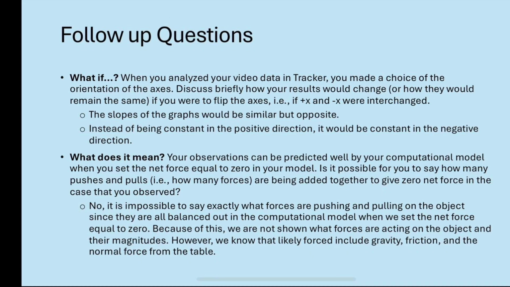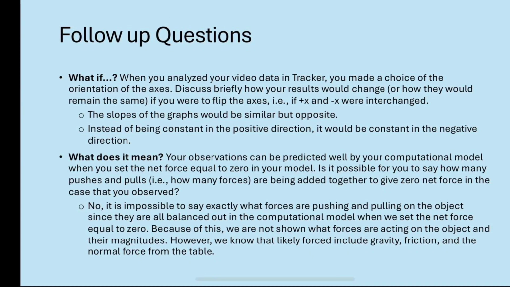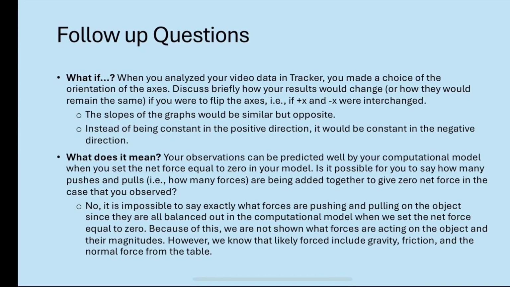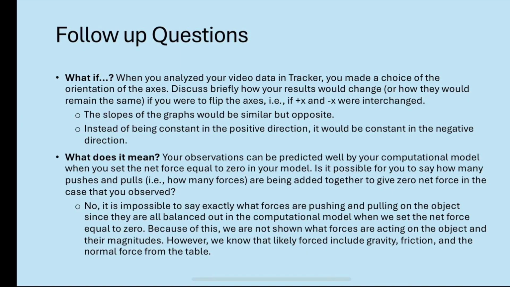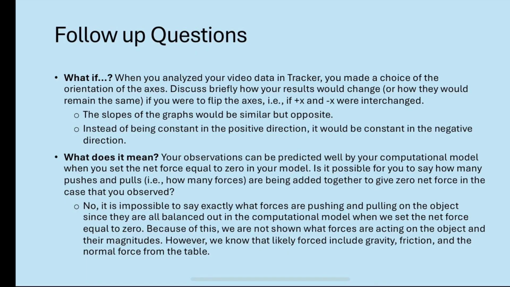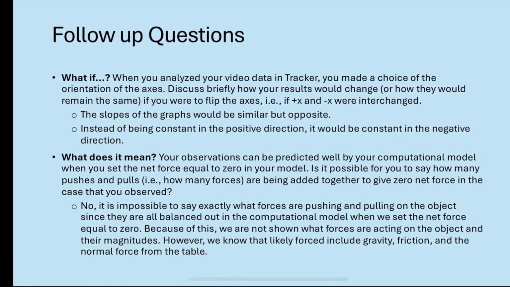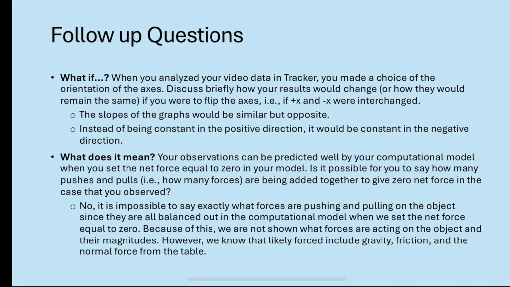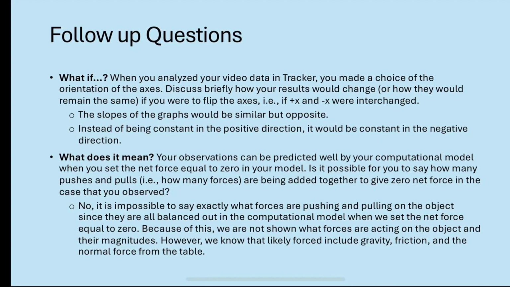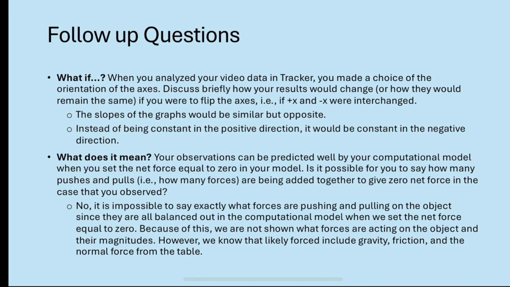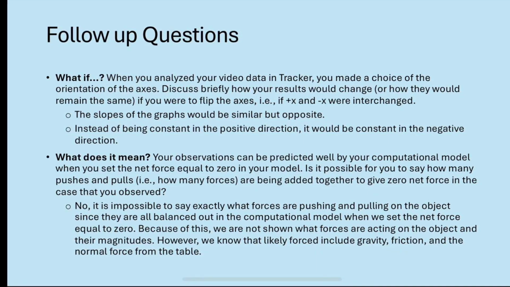What does this mean? Is it possible for us to say how many pushes and pulls are being added together to give zero net force in the case that you observed? No, it is impossible to say exactly what forces are pushing and pulling on the object, since they are all balanced out in the computational model when we set the net force equal to 0. Because of this, we are not shown what forces are acting on the object and their magnitudes. However, we know that the likely forces include gravity, friction, and the normal force from the table.